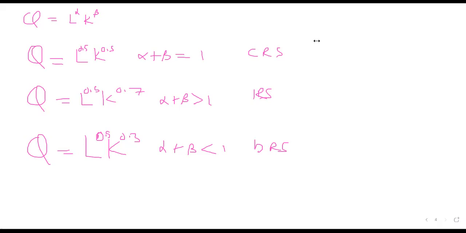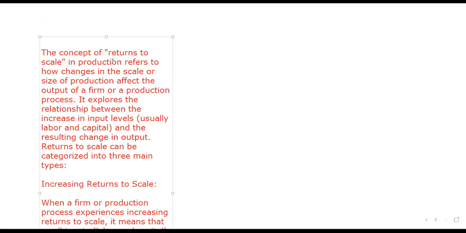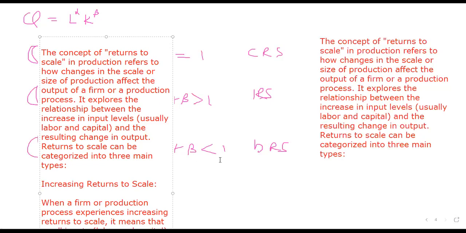I repeat, what are returns to scale and what is the concept of returns to scale? The concept refers to how the changes in the scale of output, which is Q, may result due to the effect of the changes in the inputs of labor and capital. So how do we explain increasing returns to scale and what happens there? Increasing returns to scale exists when the following happens.